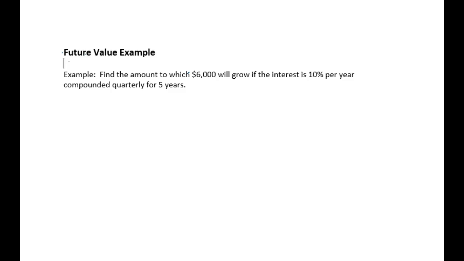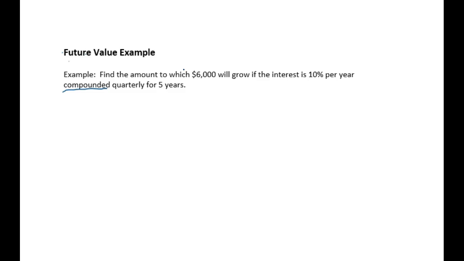So when you're doing these types of problems, your first step really should be to ask yourself, are you using simple interest or are you using compound interest? In this case, it says directly in the question, compounded quarterly. So we are using compound interest. That narrows it down a little bit.